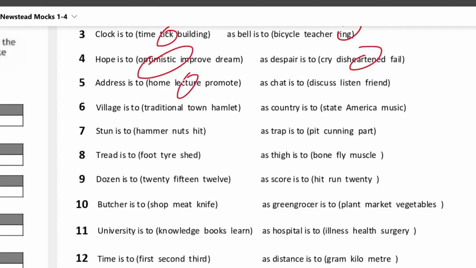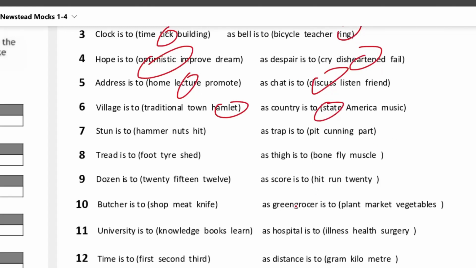And then if you're chatting, these depend on who your audience are. If you're chatting with someone, you're merely discussing. You're not listening, you're doing the talking. So lecture and discuss would go together. A village is to a hamlet, as hamlet is how you divide up villages. Just like a country, you divide up countries into states. So village is to hamlet, as country is to state.